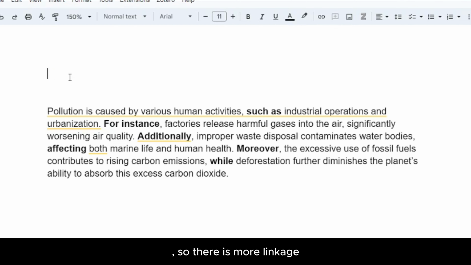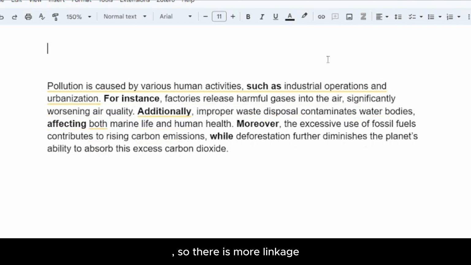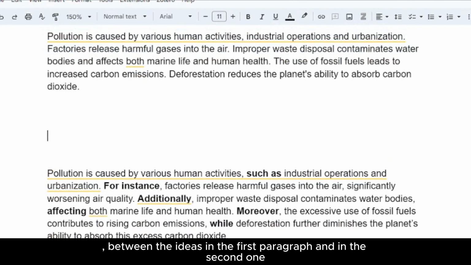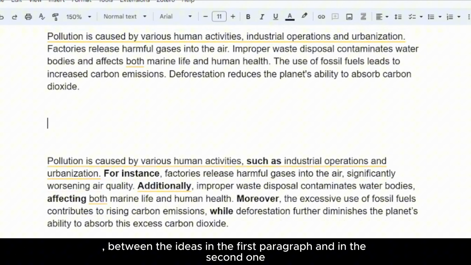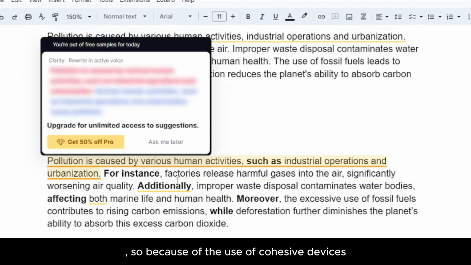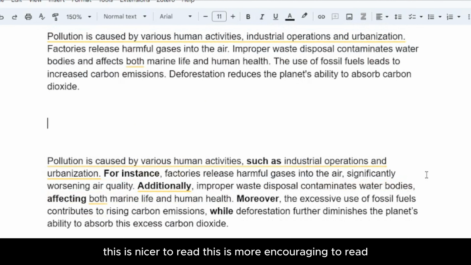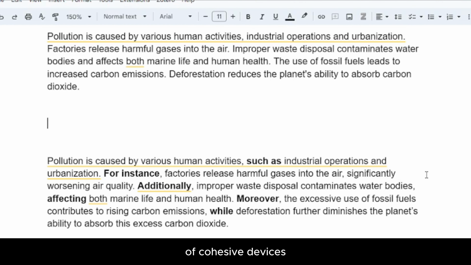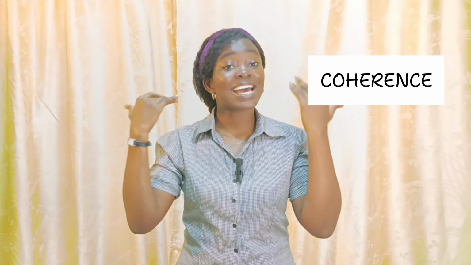Okay, so there is more linkage between the ideas in the first paragraph and in the second one. Because of the use of cohesive devices, this is nicer to read, this is more encouraging to read, and everything just makes more sense because every sentence is linked to the next. This is what you want to achieve in your IELTS writing with the use of cohesive devices. Okay, so that's coherence and cohesion.